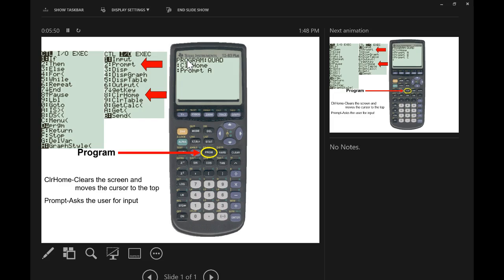All right. Once you have Prompt A in, go ahead and press Enter to move to a new line. And you're going to repeat that same process to have Prompt B and then Prompt C. So when your screen looks like this, where it says Clear Home, Prompt A, Prompt B, Prompt C, look up at me.